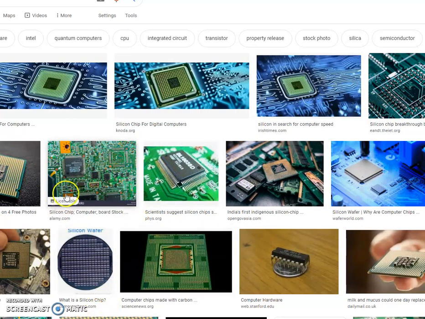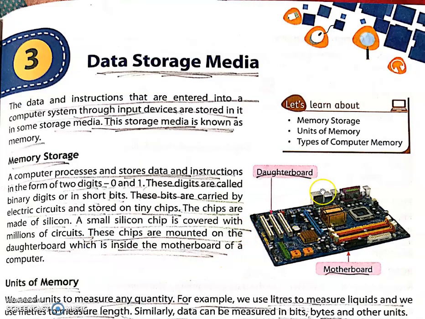Now this silicon chip is mounted on a daughter board. So see, this is a motherboard and the motherboard contains a daughter board. These chips are mounted on a daughter board, then the daughter board is placed on the motherboard. The motherboard contains all the other necessary circuitry of the computer, all the necessary parts which are required to power a computer. So the motherboard is this whole circuit board. In that we have the daughter board, and on the daughter board we keep silicon chips.